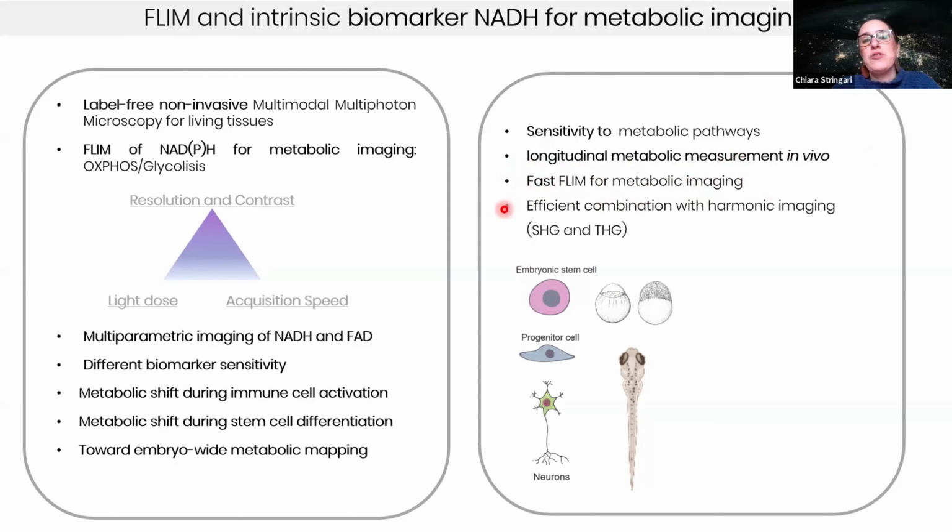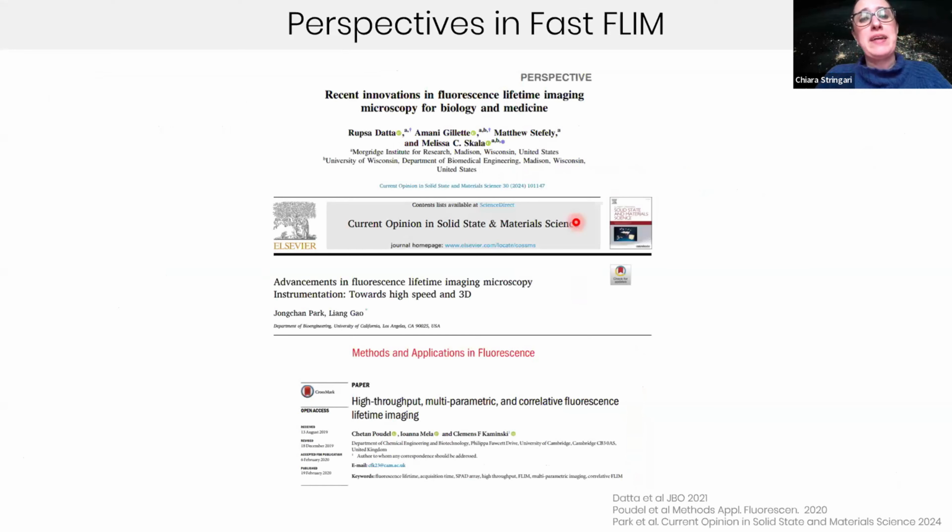And then last but not least, I want to highlight that this NADH FLIM is very compatible with other nonlinear microscopy like second harmonic generation and THG. And this is what we are actually working on a lot at the LOB. And to conclude, I just want to give a perspective on fast FLIM.